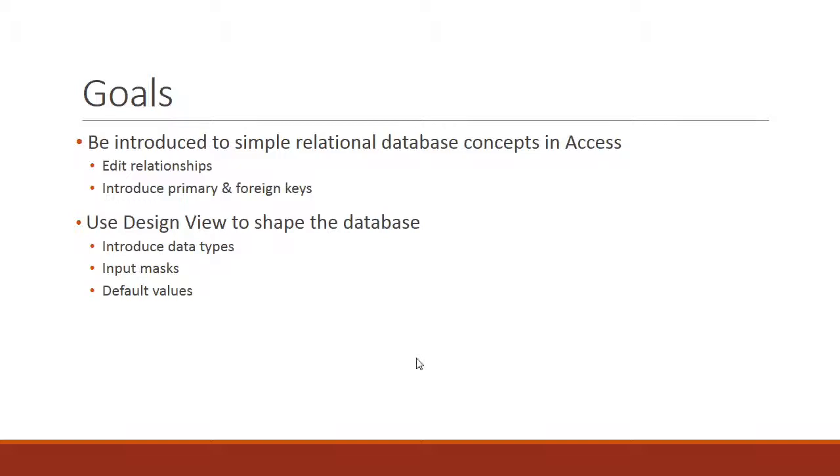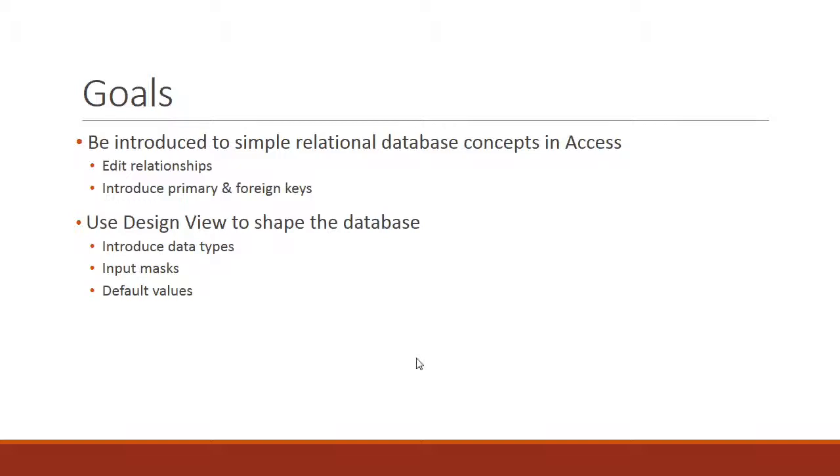Now the specific goals we're going to be looking at in Access. We're going to be introduced to simple relational database concepts that Access uses. We're going to edit relationships between tables and make them related. And then we're going to introduce primary and foreign keys and look at the differences and how we can use them in our tables. And then we're going to use the design view in Access to shape our database so it works and functions exactly how we want it to work and function.